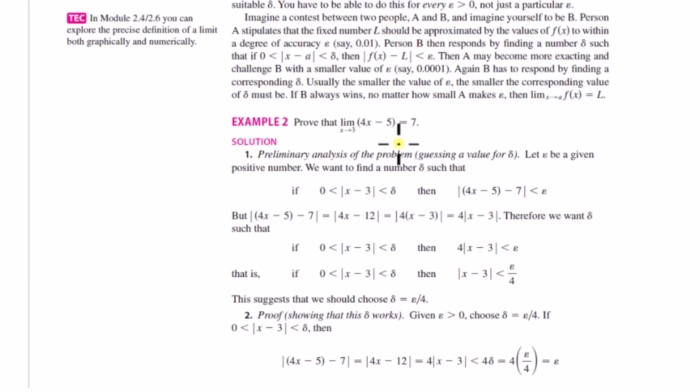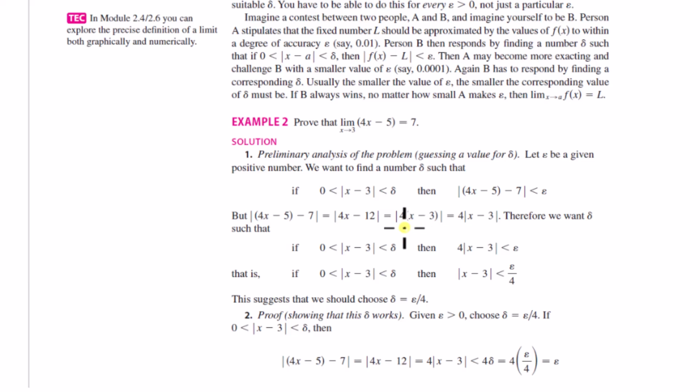And so again, how do we guess a value for delta? Well, we're going to manipulate the output inequality as much as we can, without changing the inequality, to the point where we can relate the output inequality in some way to the input inequality. So let's take this absolute value expression and bring it here. Now they're going to start to simplify this. You subtract the 7 and the 5, and you get the absolute value of 4x minus 12.